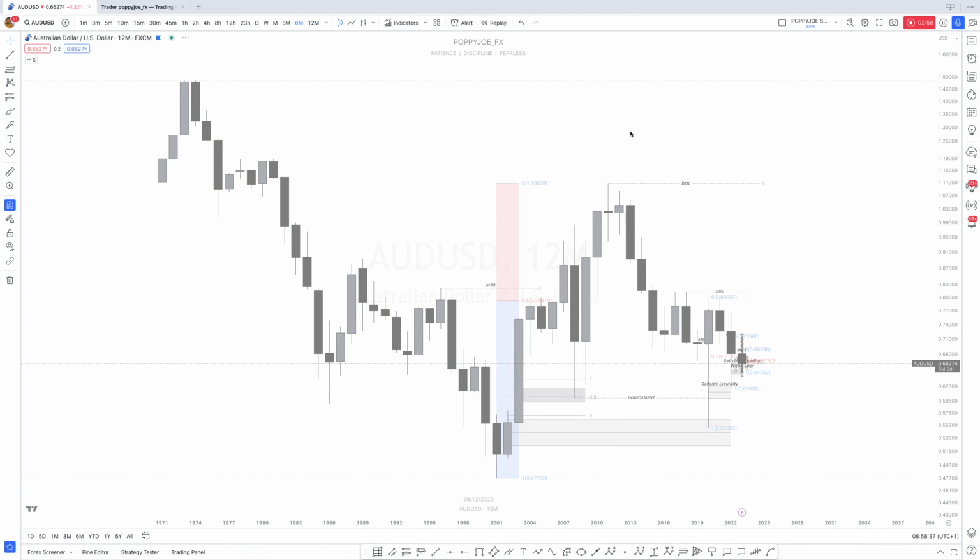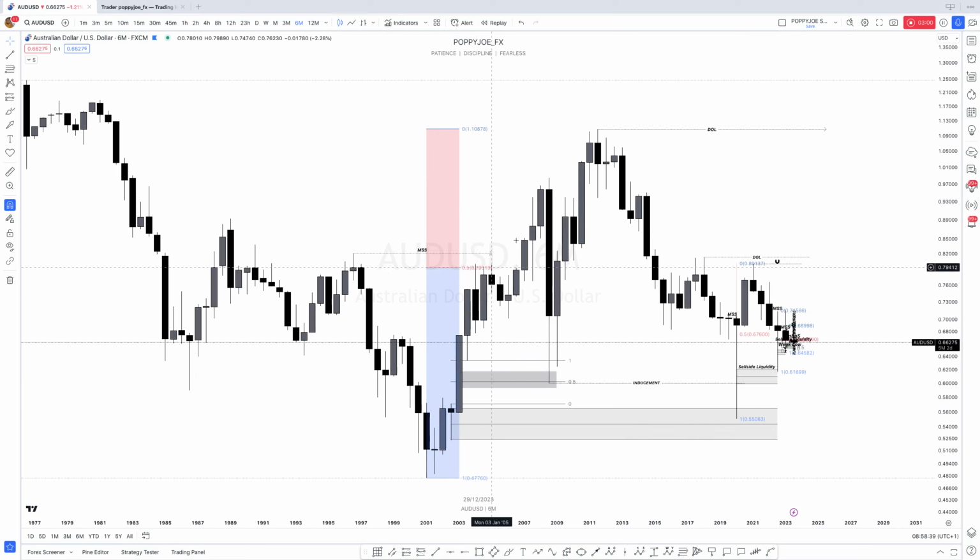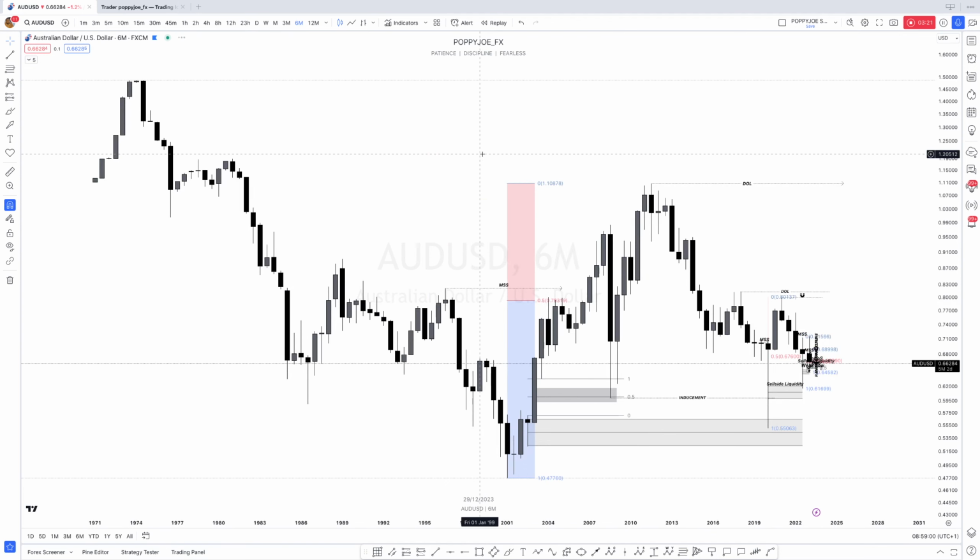Going further, this particular move here was only coming to do a mitigation of the 50% of the fair value gap that we had here. I mentioned that on higher time frame, the points of interest you should always pay attention to are the fair value gap and liquidity points. Those things are really important when you do your higher time frame analysis.